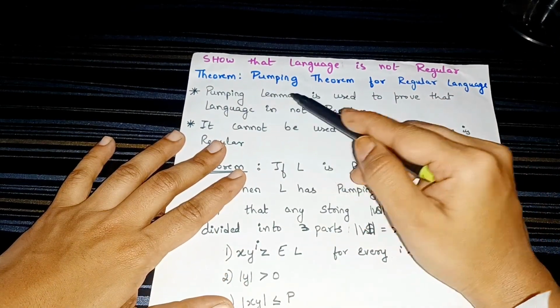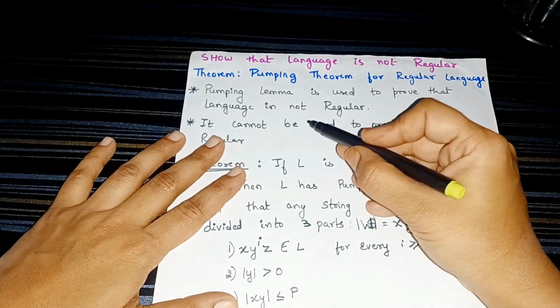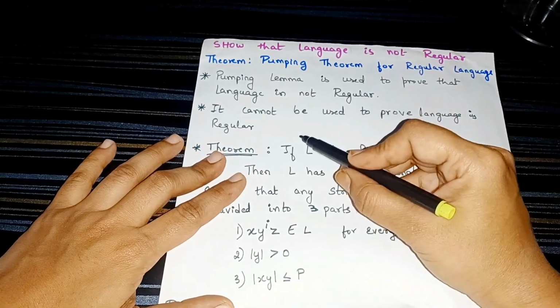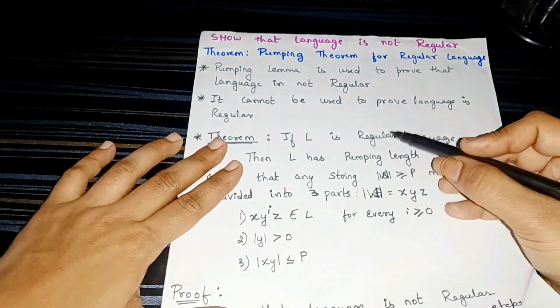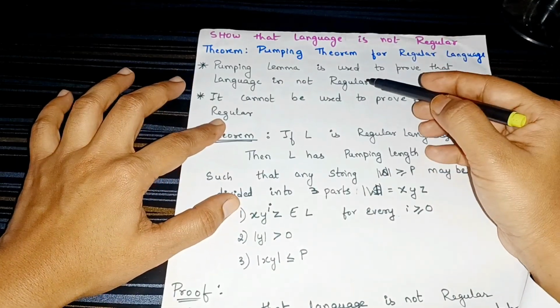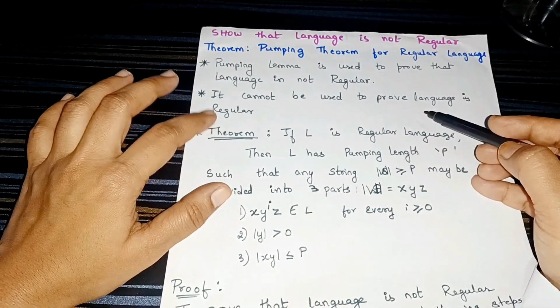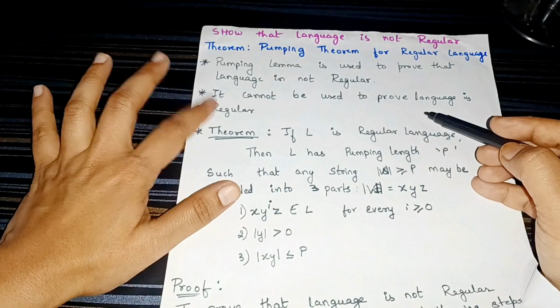And the pumping lemma is used to prove that a language is not regular. It cannot be used to prove that a language is regular. It is only used to prove that a language is not regular. We can't prove that a language is regular with it.